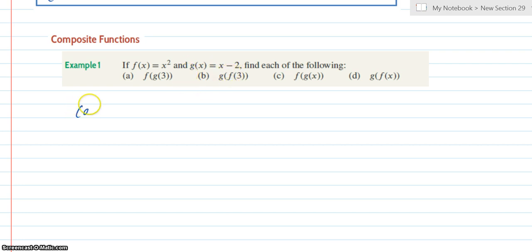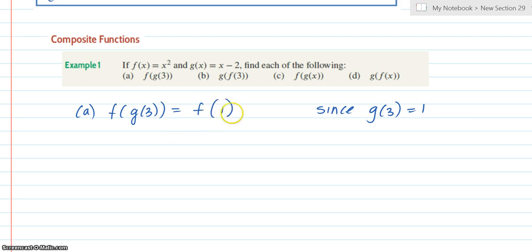So I'm going to start with part A. How to find the value of a function within a function is you always do the inside function first. So if I look at g of 3, we know it is 1. So this is f of g of 3, which is f of 1, and that's also 1.